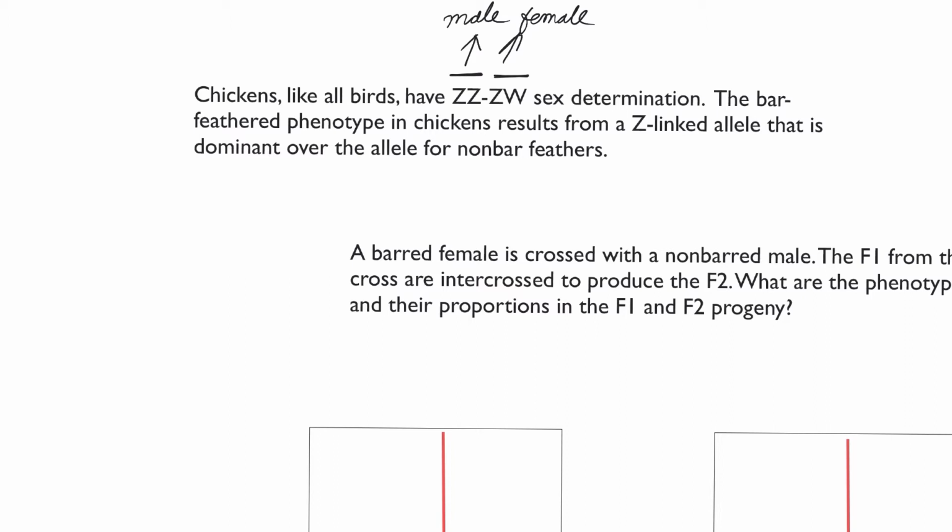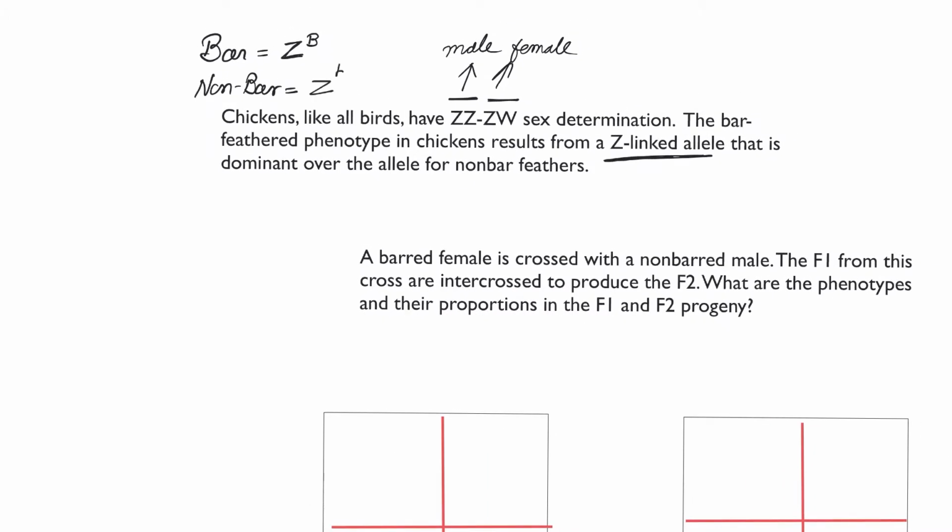The barred feather phenotype in chicken results from a Z-linked allele that is dominant over the allele for non-bar feathers. So we have bar feathers and non-bar feathers. Because the bar feathers are dominant, we are going to represent that as an allele on the Z chromosome as Z big B. The non-bar feathers we are going to represent as an allele on the Z chromosome as Z small b. Okay, so this is pretty clear, right?